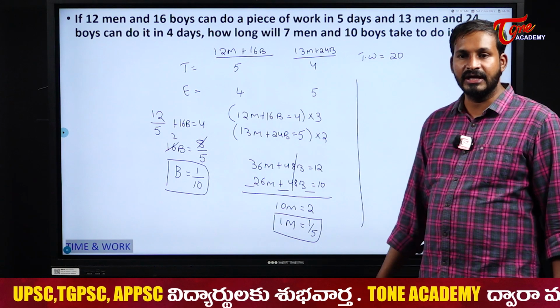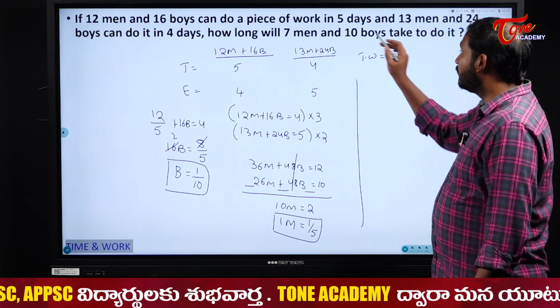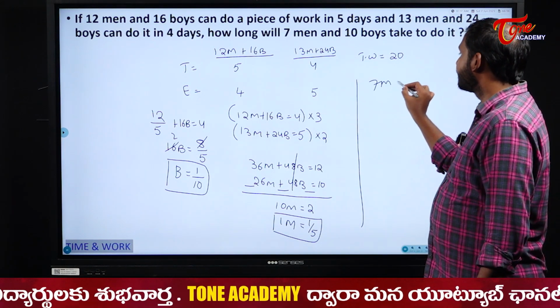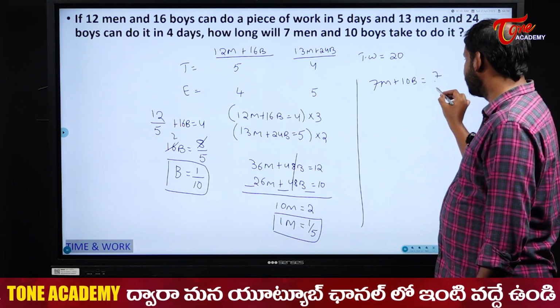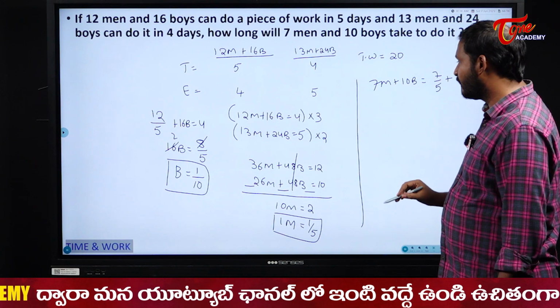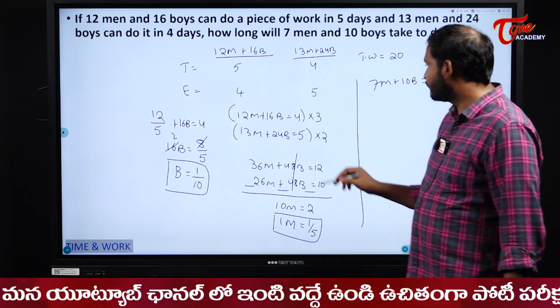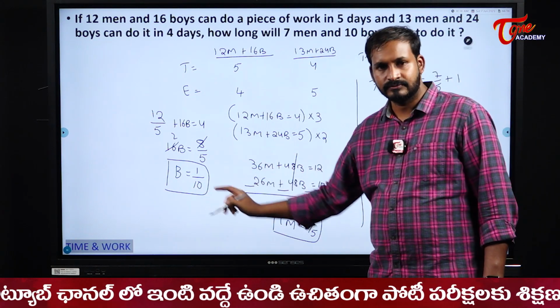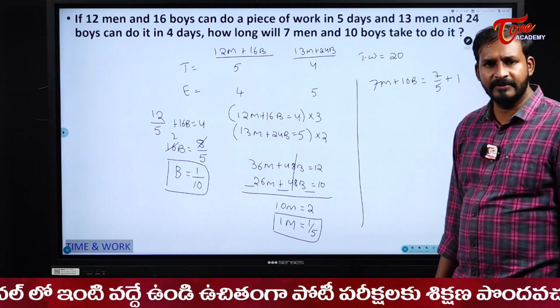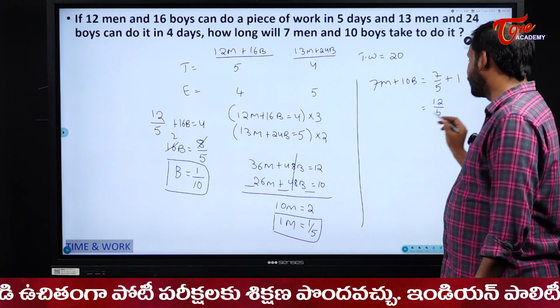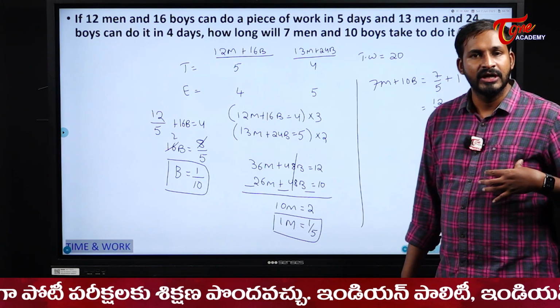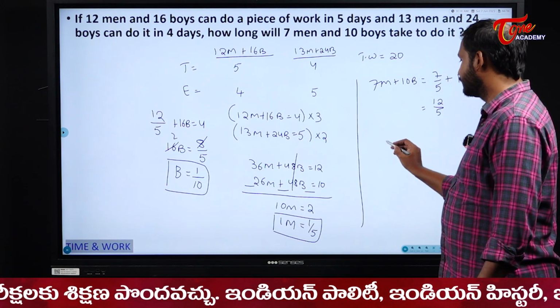So now you need to find the time taken by the 7 men and 10 boys. First of all, 7 men's efficiency will become 7 by 5 and 10 boys' efficiency will become 1. Am I correct? Why? Because 10 into 1 by 10 becomes 1. So directly I have written 1. So this will become 12 by 5. Their combined efficiency is 12 by 5.